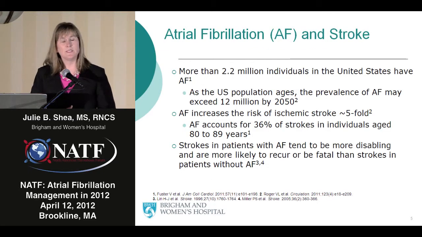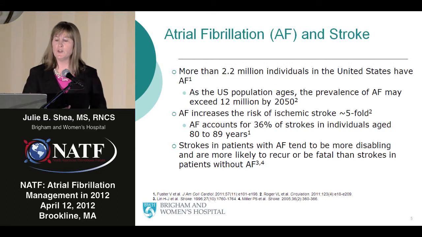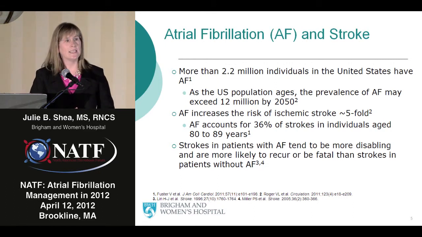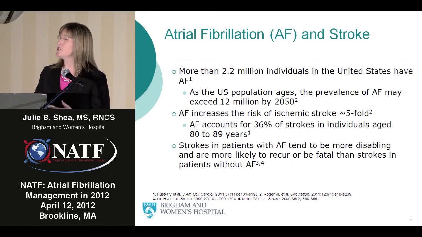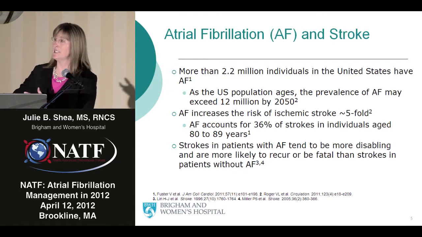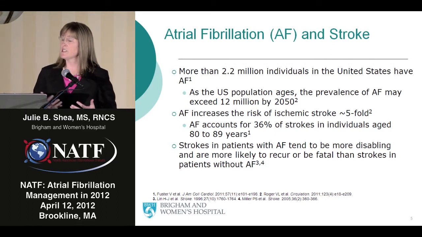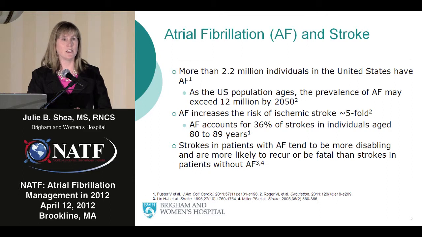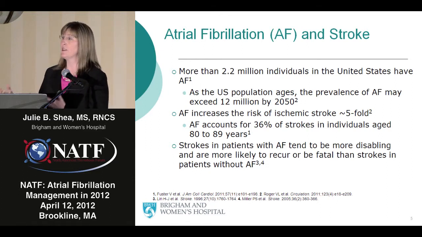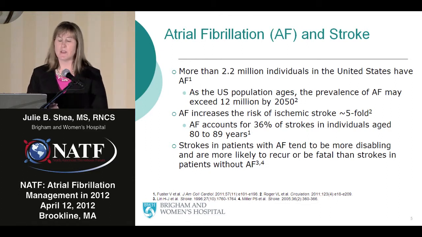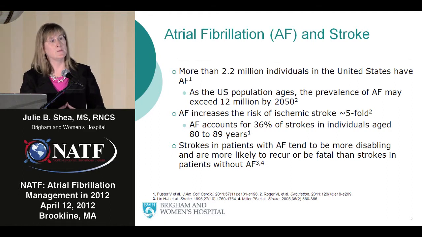So you've seen some of these statistics already, that more than 2.2 million individuals in the United States have atrial fibrillation. That's a staggering number. But what is more staggering is that as the population ages, as the baby boomers, those of us born in the late 1950s and 1960s, come into the later stages in our life, we're going to see the prevalence of atrial fibrillation increase. So we're going to have more people living longer. It's estimated that we may have 12, even up to 16 million individuals living with atrial fibrillation by the year 2050.